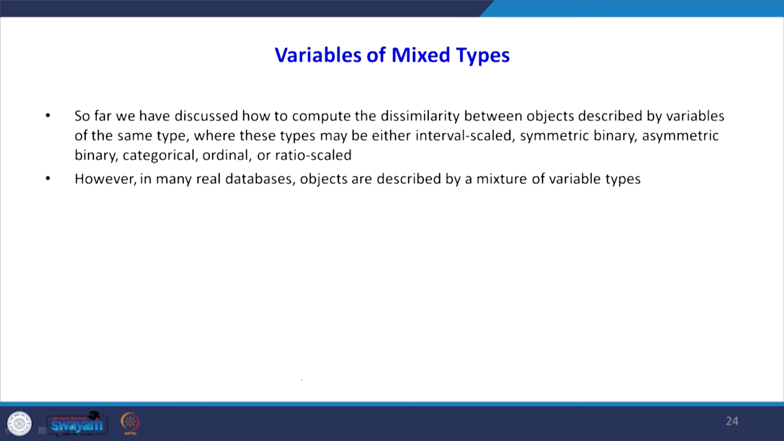So far, we have discussed how to compute the dissimilarity between objects described by variables of the same type, where these types may be either interval scaled, symmetric binary, asymmetric binary, categorical, ordinal or ratio scaled. However, in many real databases, objects are described by a mixture of variable types. Whenever such a mixture comes, how to use and standardize that data set for our clustering analysis, we will see now.